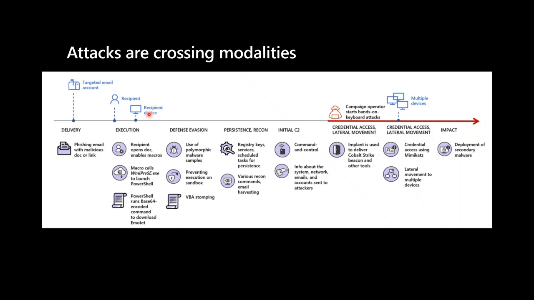So the next stage is going from execution to a defense evasion tactic. This backdoor uses polymorphic malware samples, preventing sandbox execution, and VBA stomping here in this environment. Then the attacker would like to have a solid footprint in this organization or domain network. So he might need to add a set of registry keys, auto-startup settings, or even schedule a task for persistence in this environment.